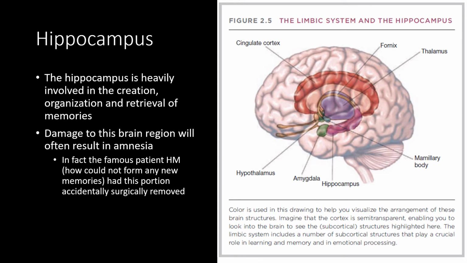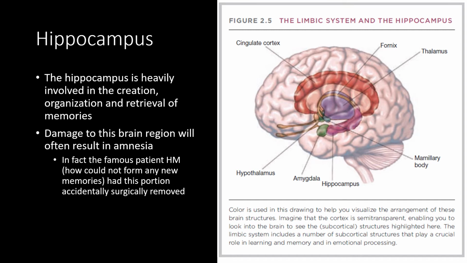Next, we have the hippocampus, which actually has quite an interesting structure. And the hippocampus is heavily involved in the creation, organization, and retrieval of memories. Damage to this brain region will often result in amnesias. Some can be quite severe. In fact, there is a very famous patient in psychology, which many people hear about in their introductory courses, known as HM. And HM could not create any new memories.